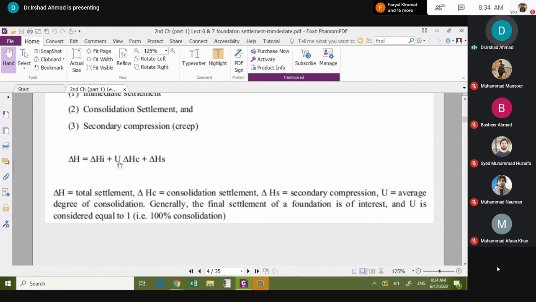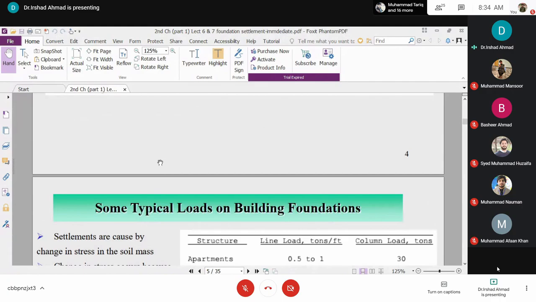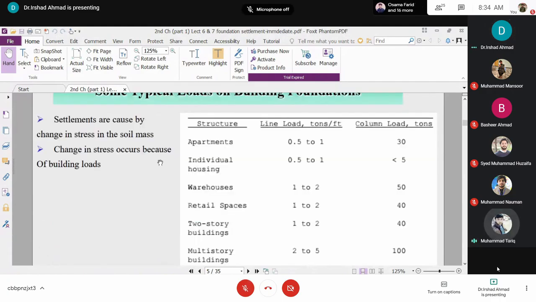Depending upon the soil type, you do not need to calculate each of these three components. For some soils, immediate settlement would predominate, in some soils delta HC or primary consolidation will predominate, and in other soils delta HS will predominate. So you have to calculate at most one or two values and get delta H, the total settlement. Any question?